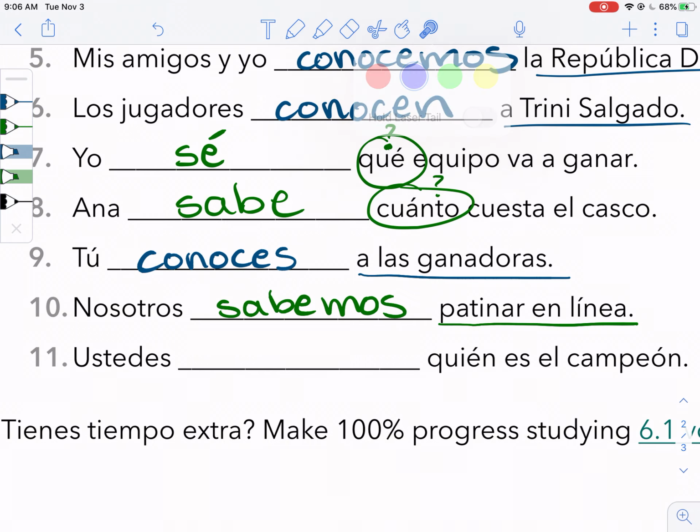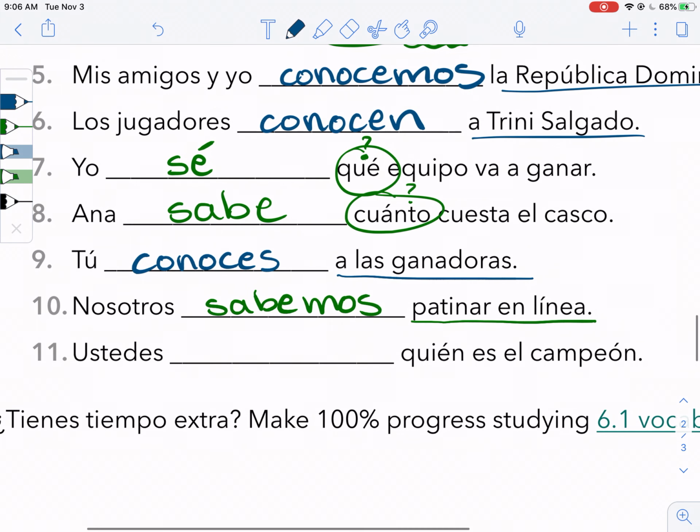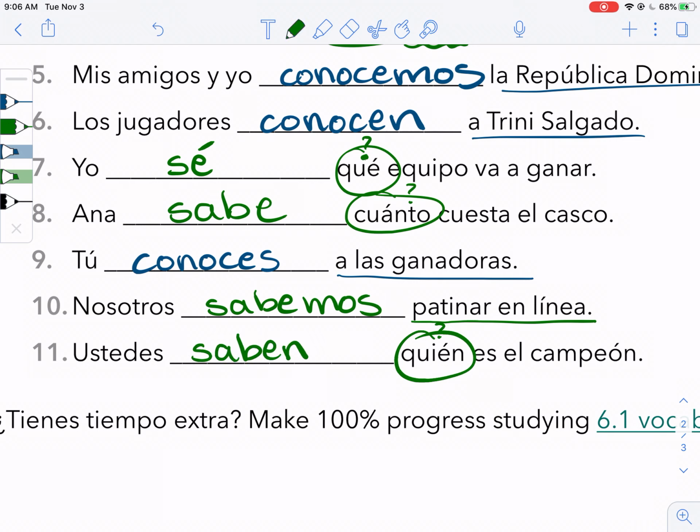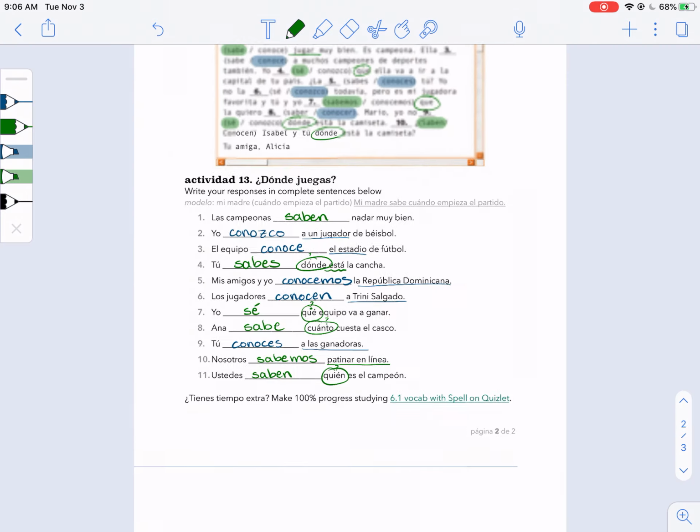Y finalmente, ustedes, ¿quién es el campeón? This one's a tricky one. You know who is the champion. So we're not saying, oh, you are familiar with the champion as a person. You don't know them. They're not your best friend, but you know who it is. You know that piece of information. So ustedes saben quién es el campeón.